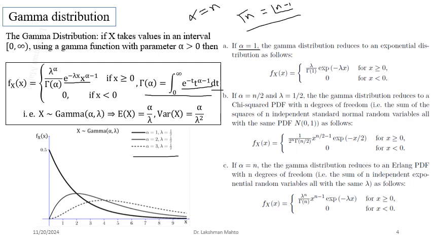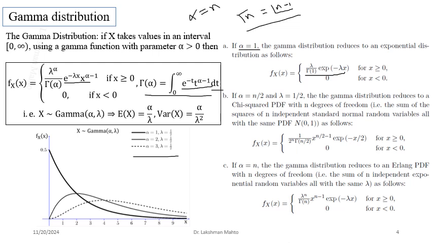What distribution is this talking about? Lambda times e to the power minus lambda x. That one is actually your exponential distribution. So if alpha equal to 1, it is the exponential distribution. So you can say that the gamma distribution is a generalization of the exponential distribution. Now, if you take alpha equal to n by 2 and lambda equal to 1 by 2, then you get this kind of notation.